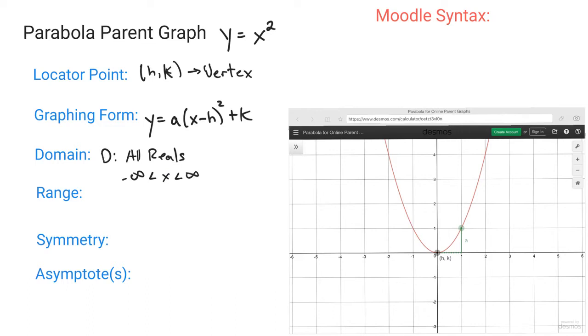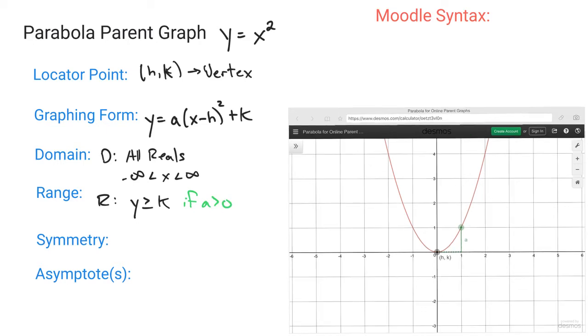Now the range is a little bit different, because that is determined by what's going on in your particular graph. If I shift my (h, k) around, you can see that the range, the possible y values, is going to change based upon where that k value is. To generalize it, the range is always going to be y is greater than or equal to k if a is greater than 0. If a is less than 0, then as I shift this down, you can see that the range all shifts down as well.